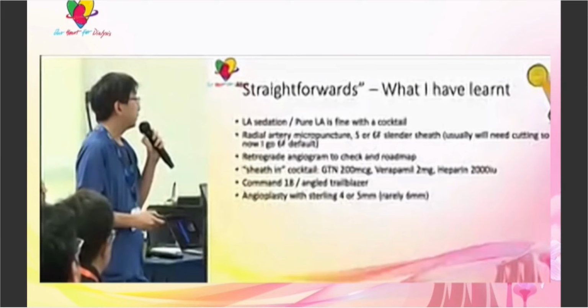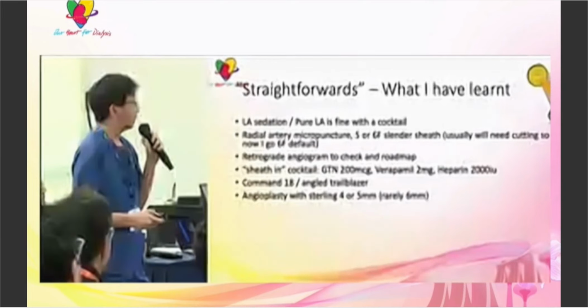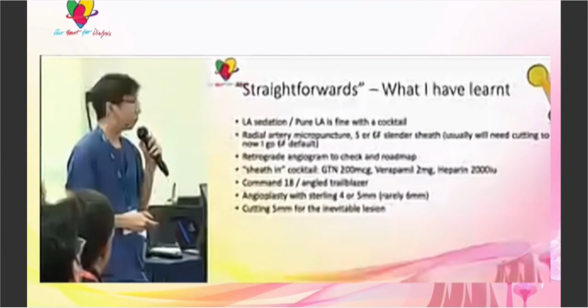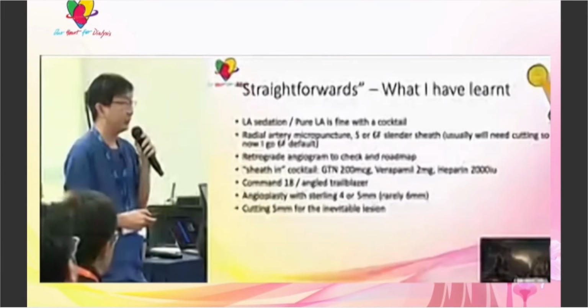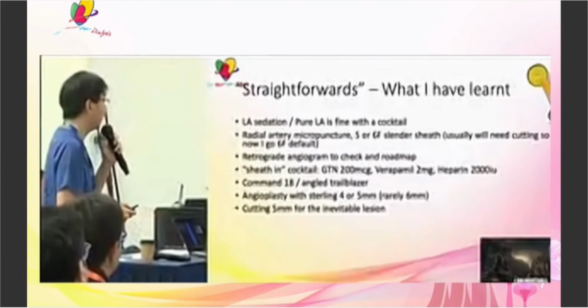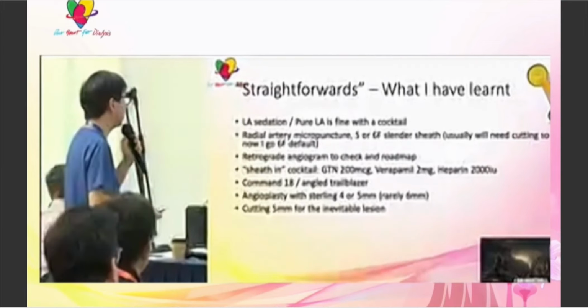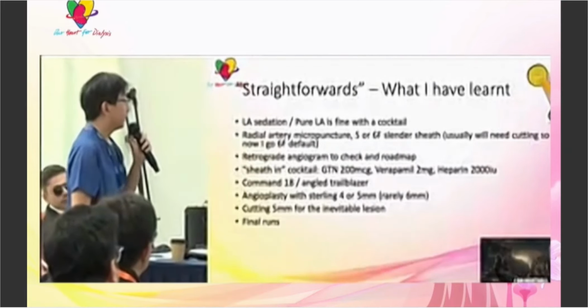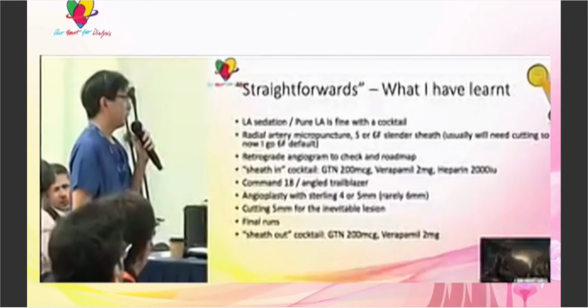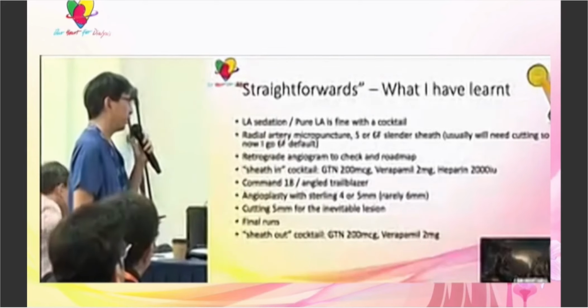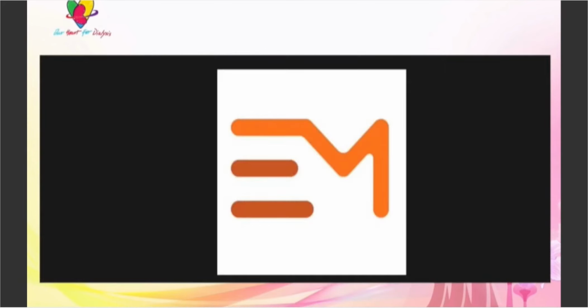And then angioplasty, usually a Sterling 4 or 5, rarely 6, but often have to use a cutting balloon. I call it an inevitable lesion because I think 90% of the time they have always been resistant to the Sterling. And then they do the final runs and the sheath-out cocktail, which is basically GTN and verapamil. The idea of all this is to prevent arteriospasm. You don't want your artery to clot up.